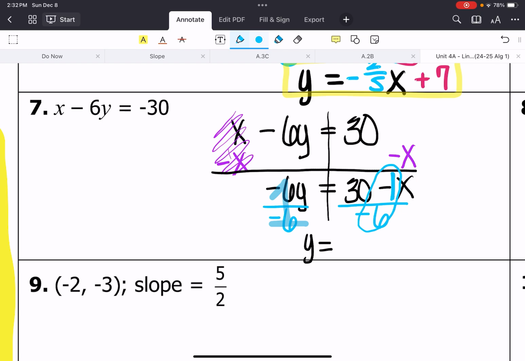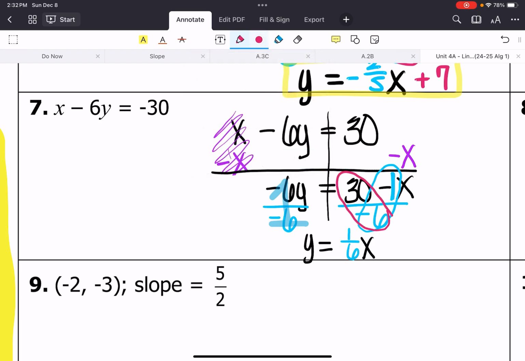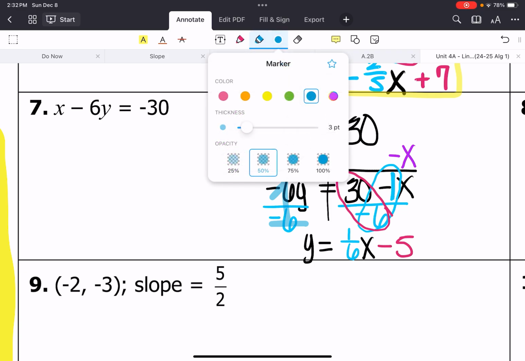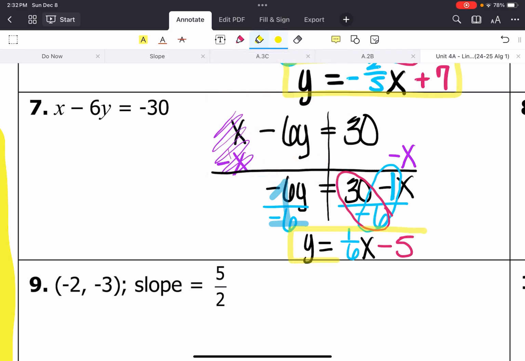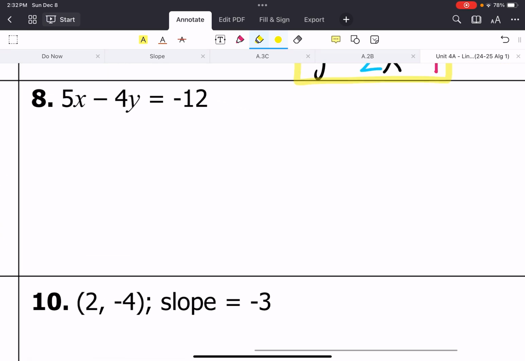Negative 1 divided by negative 6 gives you a positive 1/6 of x. And then 30 divided by negative 6 gives you negative 5. Therefore, your equation for number 7 would be y equals 1/6 of x minus 5. Number 8, still in standard form, we want y by itself.